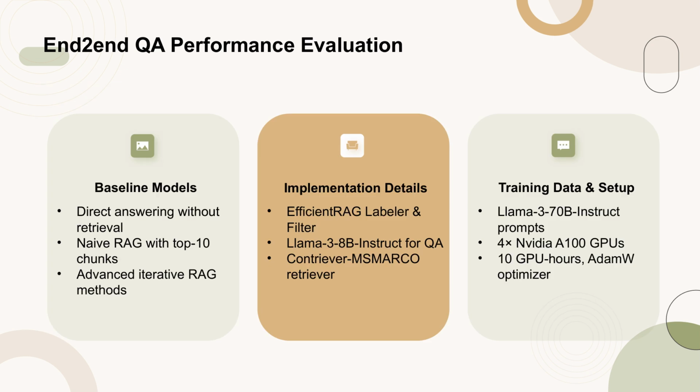In this section, we evaluate the end-to-end question answering performance of our EfficientRAG model against multiple baselines. The baselines include direct answering without retrieval, naive RAG with top 10 retrieved chunks, and advanced iterative RAG methods. For the implementation, we fine-tuned the EfficientRAG labeler and filter based on DeBERTa-v3-large, and used Llama 3-8B instruct for the question answering stage. The retriever employed is Contriever-MSMARCO.